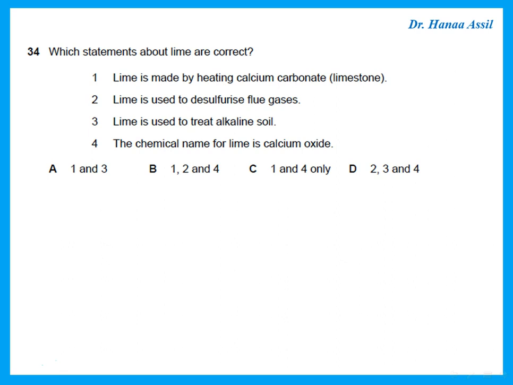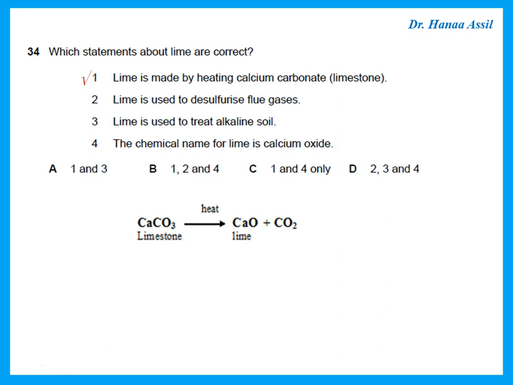Which statements about lime are correct? Do you remember what lime is? The first statement says lime is made by heating calcium carbonate. Yes, you should know that calcium carbonate is limestone. When I heat it, it gives calcium oxide, and calcium oxide is lime. Lime is used to desulfurize flue gases.